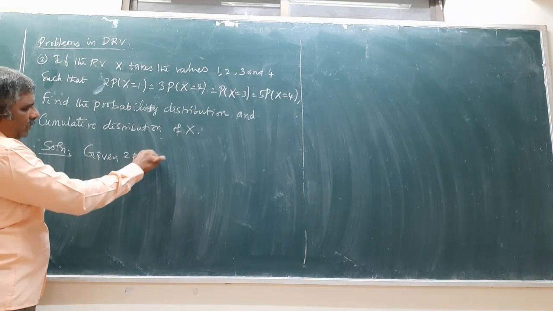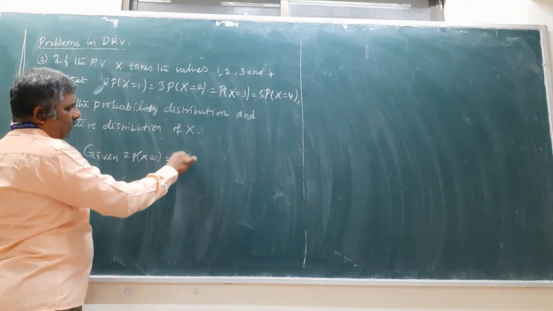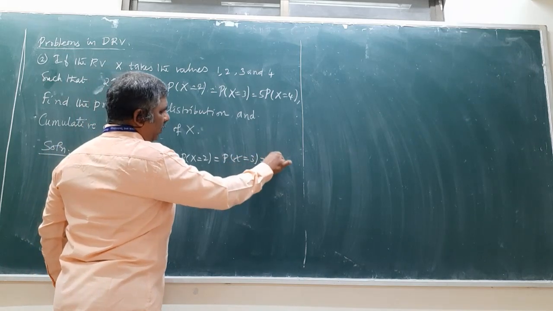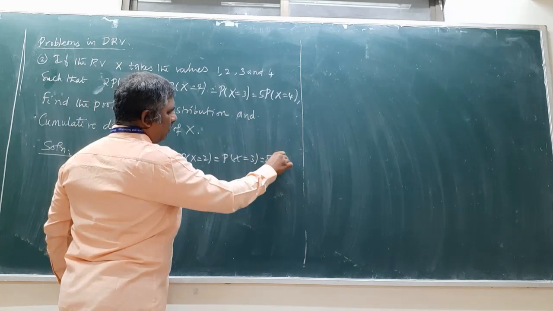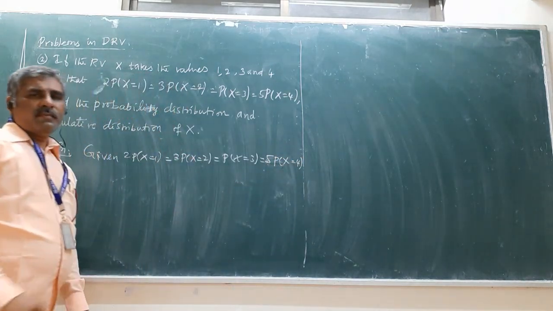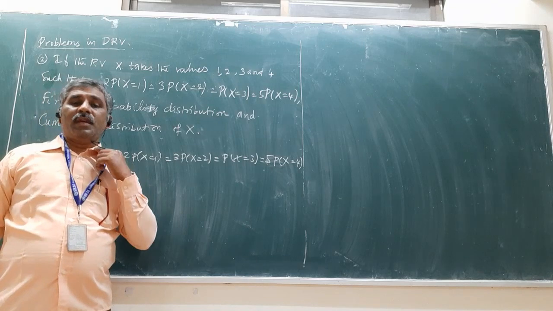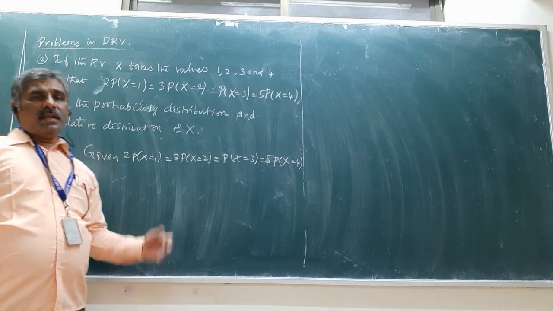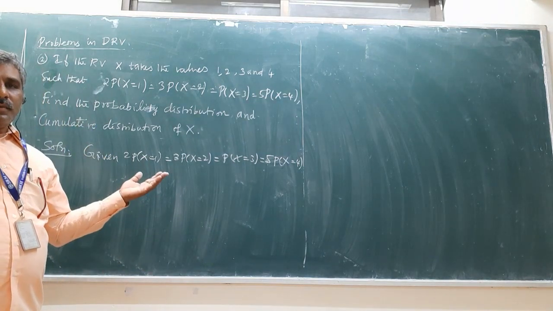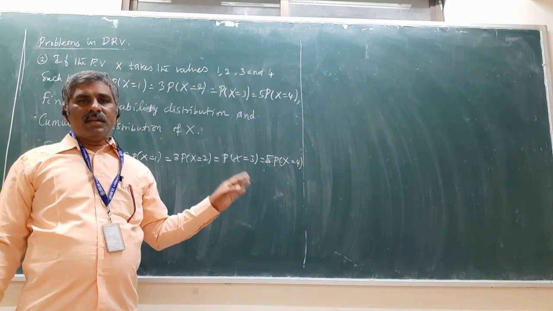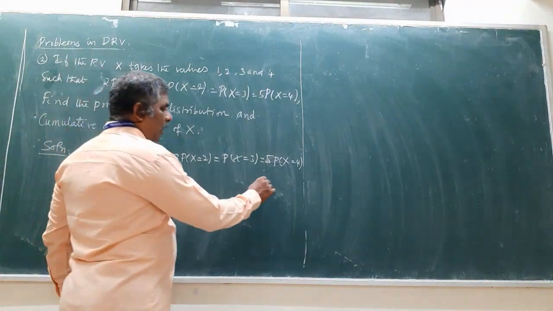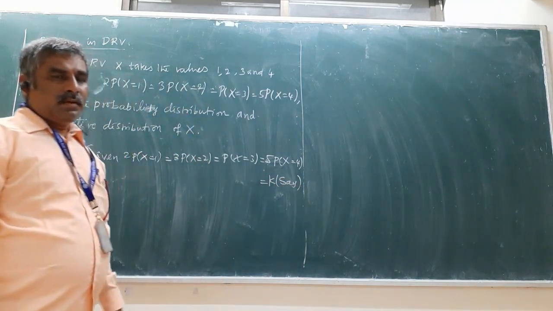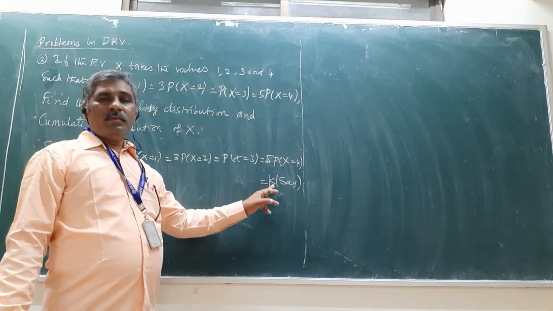Given: 2 into probability of x equal to 1, which is 3 into probability of x equal to 2, which is probability of x equal to 3, equal to 5 into probability of x equal to 4. So here it is given that all the probabilities are equal. How can you say that all the probabilities are equal? Therefore, we have to equate them to some constant, a common element. We can take all the probabilities equal to some k.